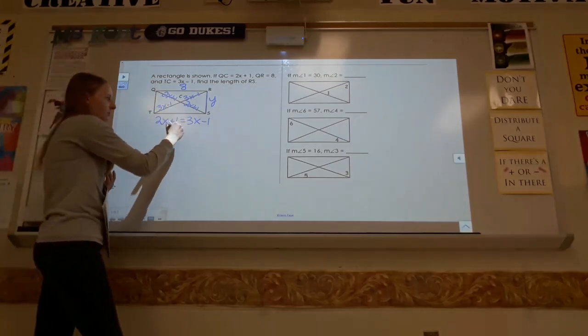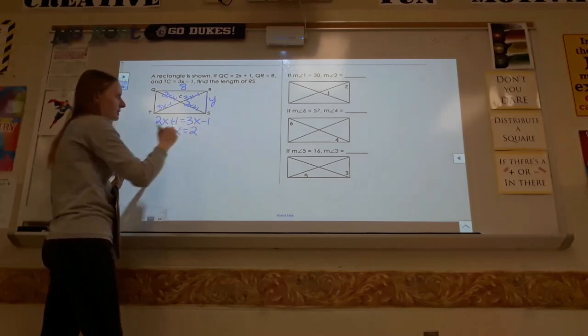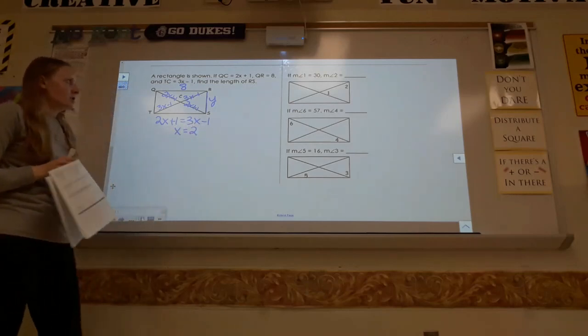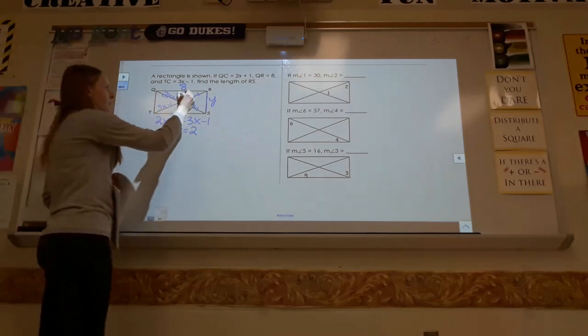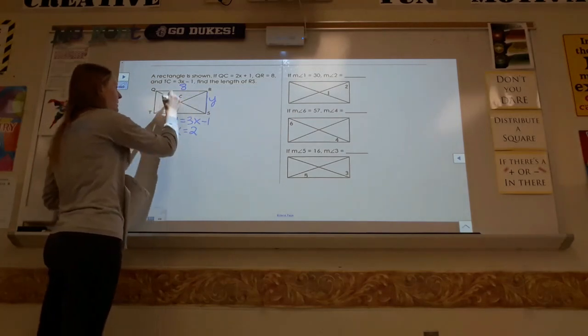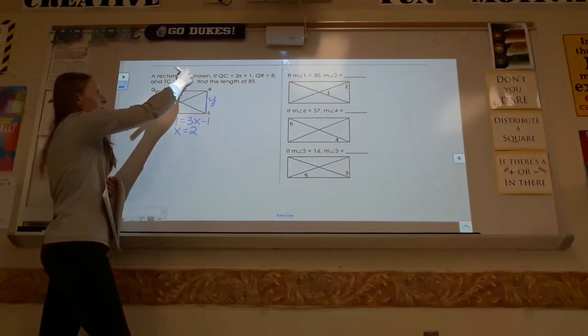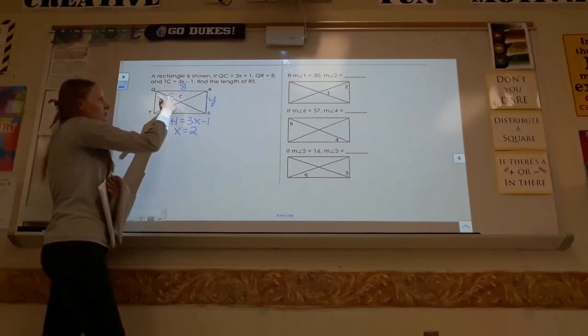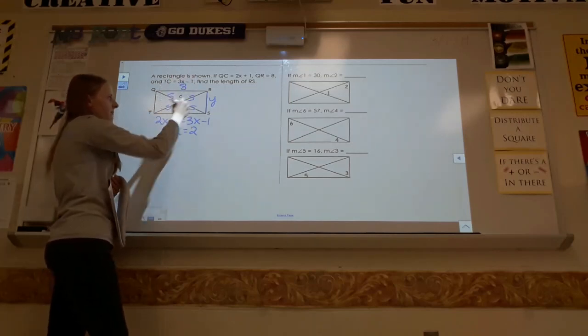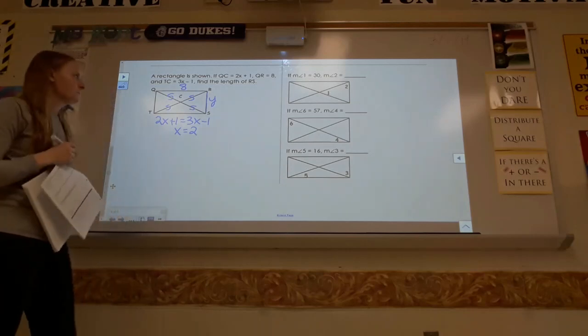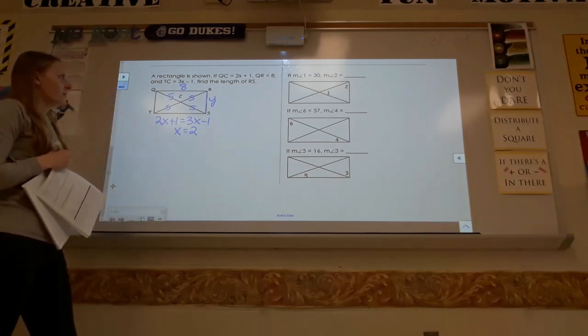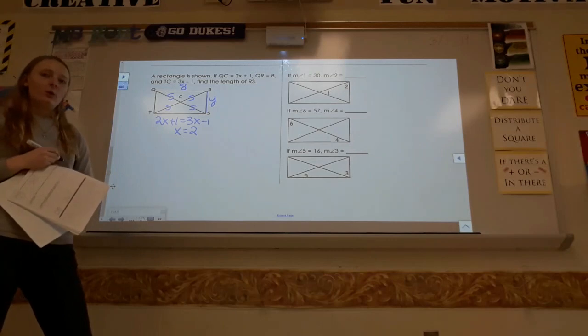But when you solve, you get 2. So basic algebra to get there. So now that I know that x is 2, I'm going to go ahead and plug it in to what I know. So since x was 2 in those expressions, when you plug them in, you'll get 5. So each one of these little segments is 5, when you plug in x. So now I need to figure out how to use that information to find y.